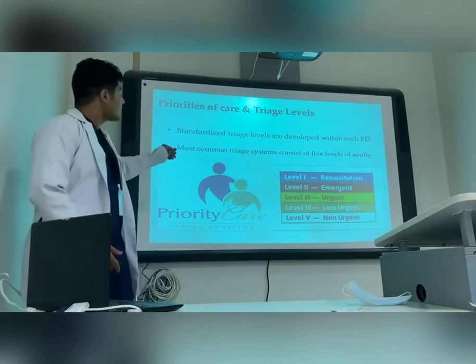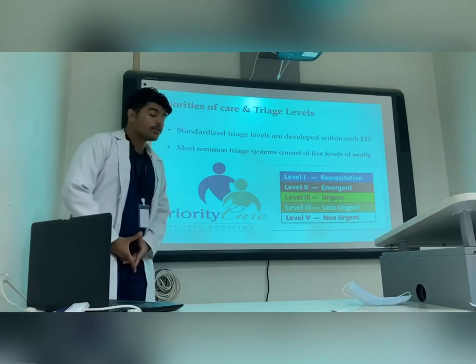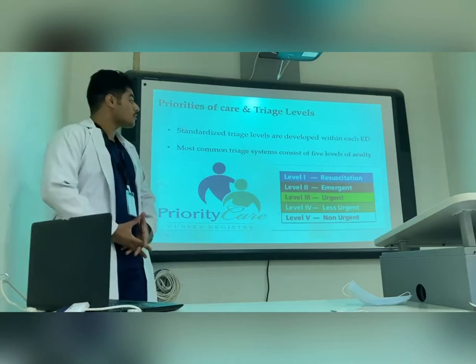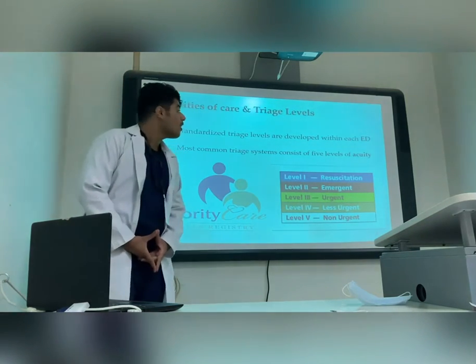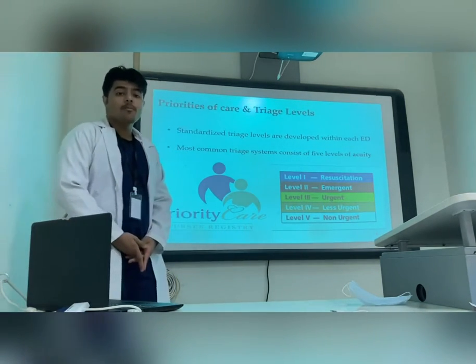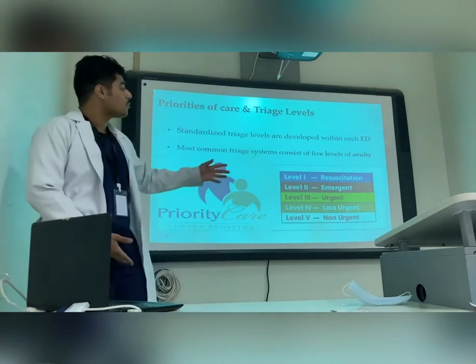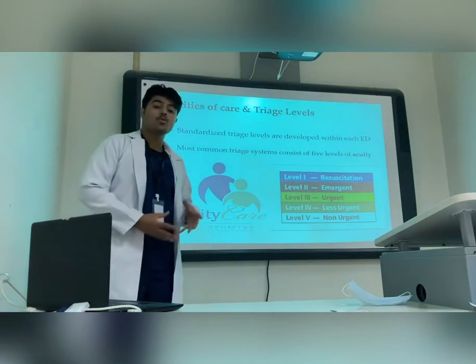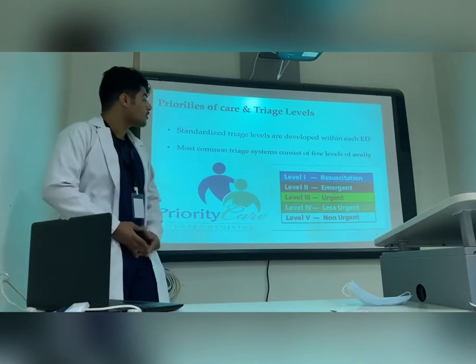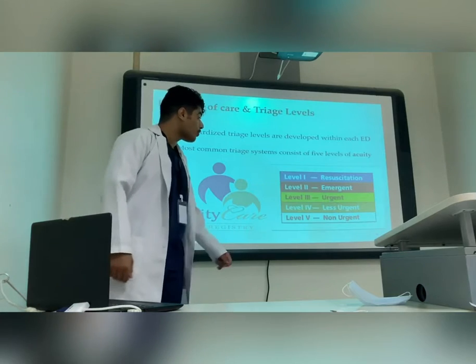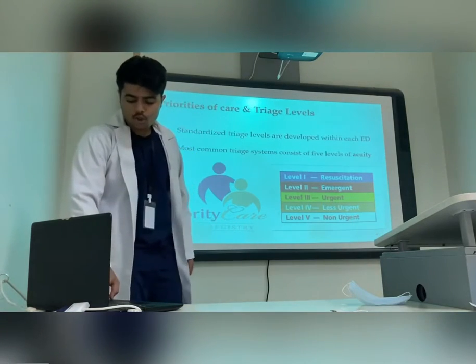Standardized triage levels are developed within each emergency department. The most common triage systems consist of 5 levels of acuity. Most countries use these 5 levels. Level 1 is resuscitation, level 2 is emergent, level 3 is urgent, level 4 is less urgent, and level 5 is non-urgent.